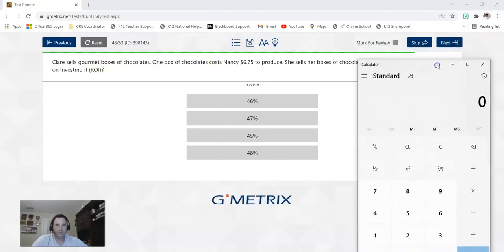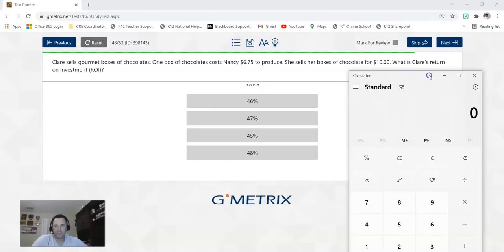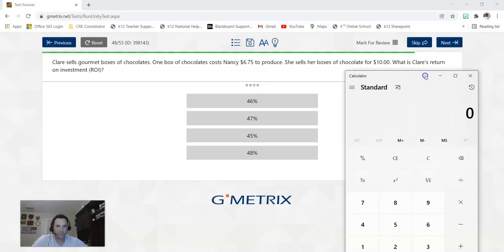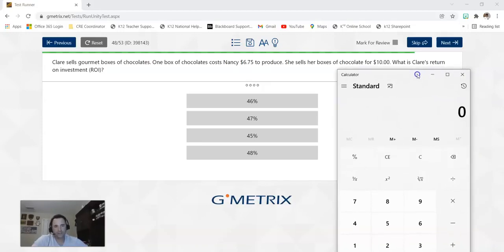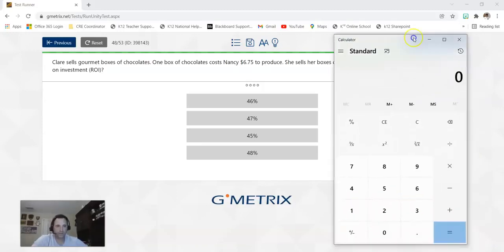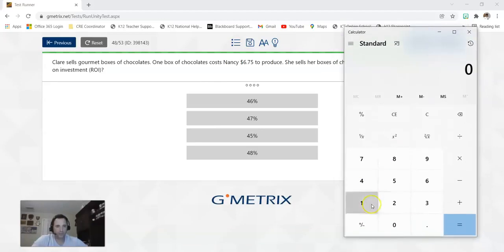All right, so Claire sells gourmet boxes of chocolate. One box of chocolate costs Claire $6.75 to produce. She sells her box of chocolate for $10. What is Claire's return on investment, ROI? So $10 minus $6.75 equals $3.25. Now we divide by the cost to produce, $6.75, which gives us a return on investment of 0.48 or 48%.